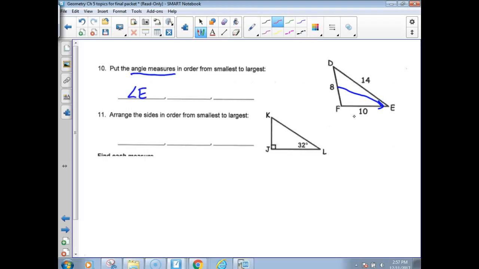The medium-sized side is across from the medium-sized angle. So 10 tells me angle D is in the middle. And the largest side is 14. That means the largest angle is angle F.